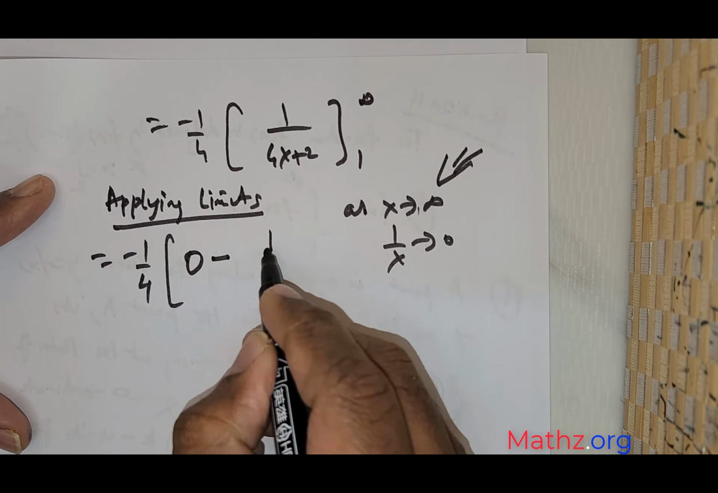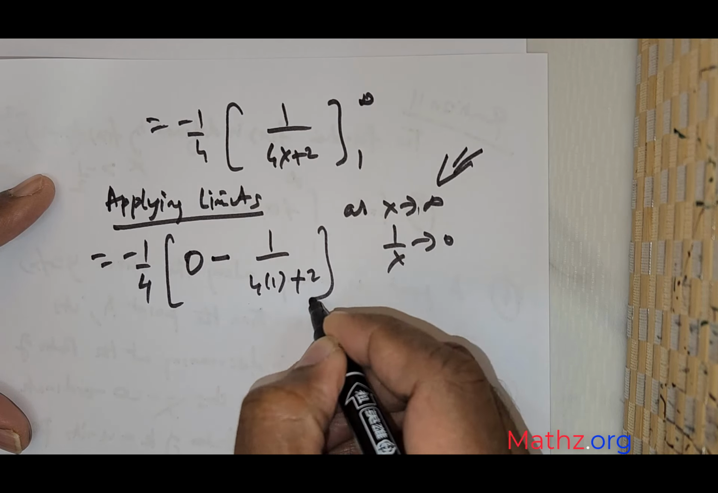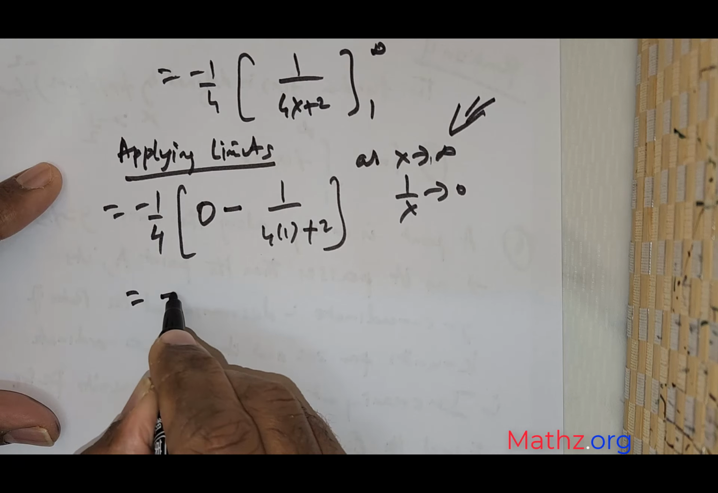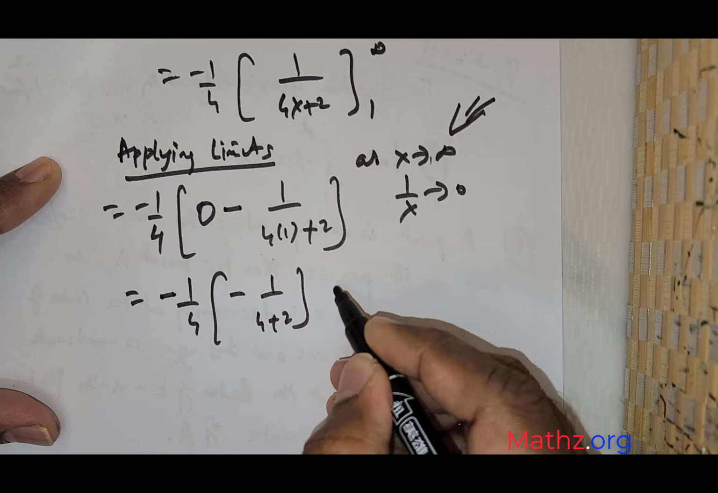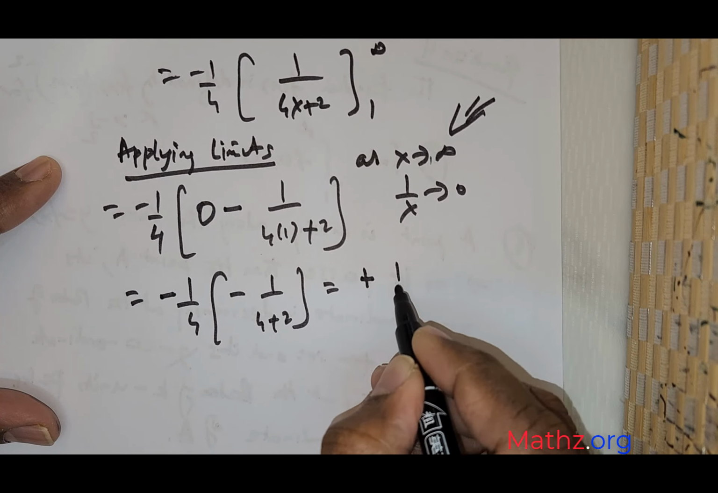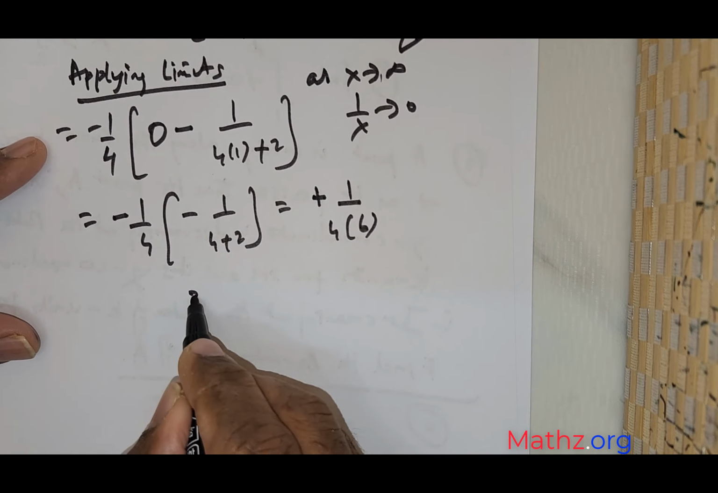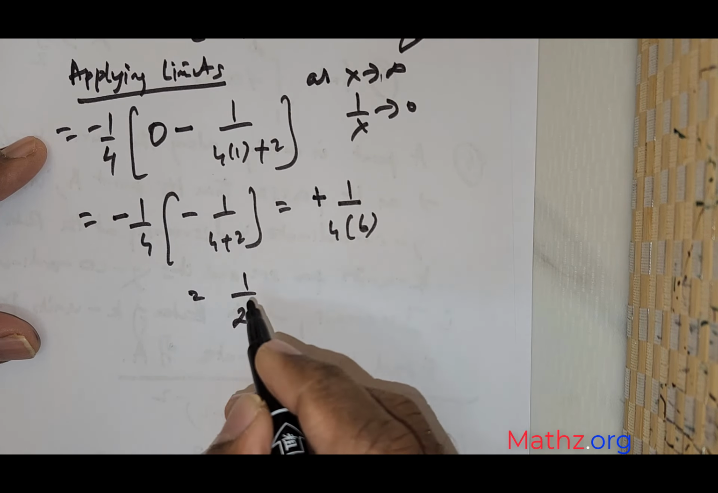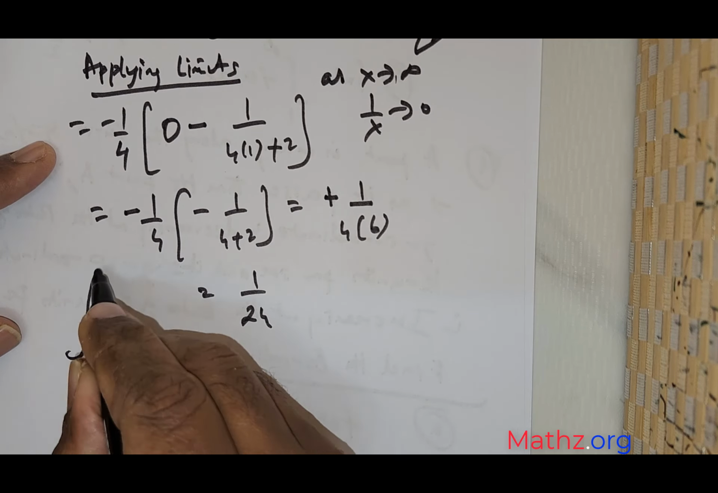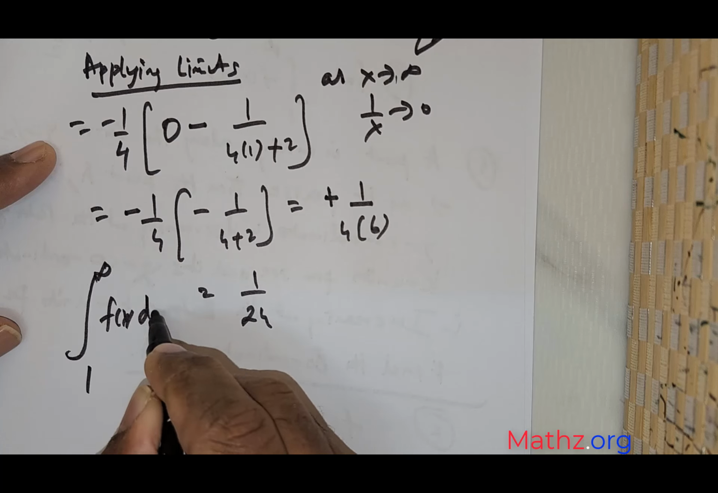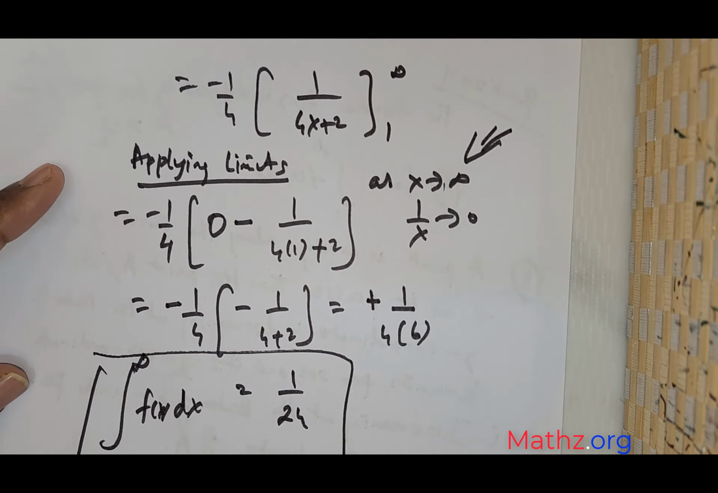Now you have only the lower limit, which you can demonstrate by substitution. So this is equal to negative 1 over 4, times negative 1 over (4 + 2), which is negative times negative, positive. So you have 1 over 4 times 6, which will give you 1 over 24. This is the integral from 1 to infinity of f(x) dx. That's the solution for the first part.